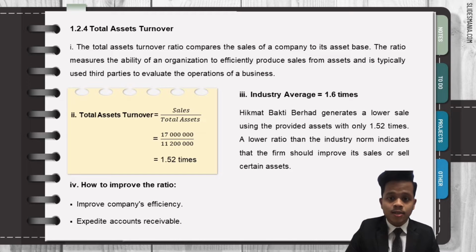Lastly is the total assets turnover ratio. It measures the ability of an organization to efficiently produce sales from assets. The formula is sales divided by total assets. So 70 million divided by 11,200,000 and the answer is 1.52 times. Therefore, Bati Berhad generates lower sales using the provided assets, with only 1.52 times. The company's efficiency should be improved in order to increase the total asset turnover.